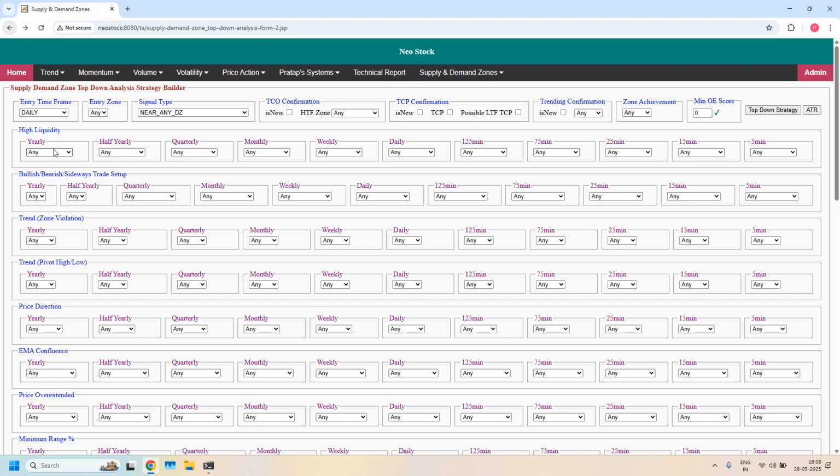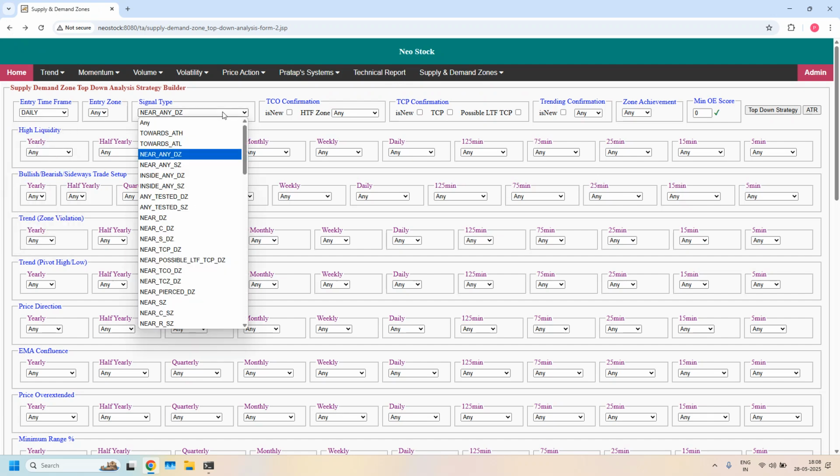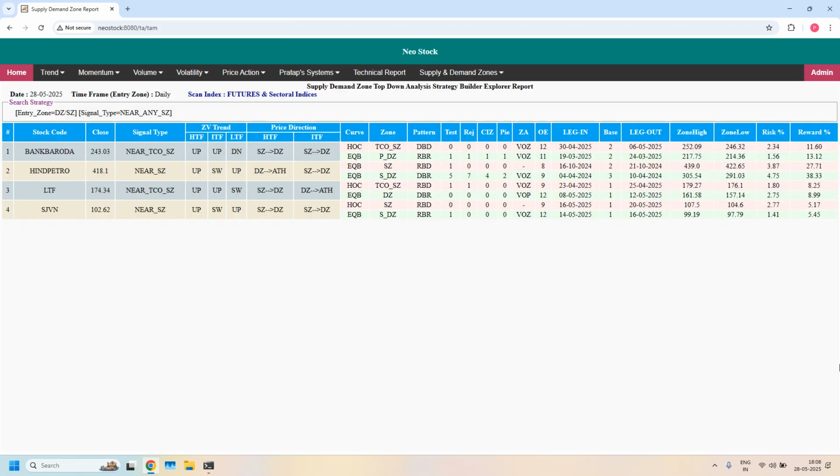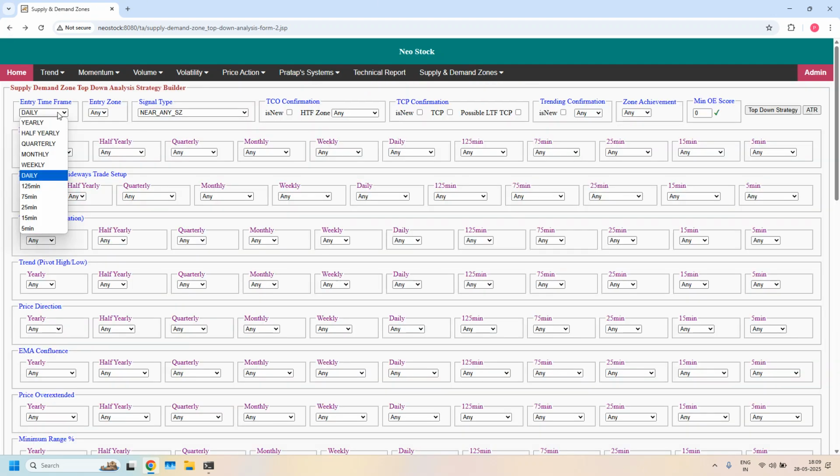Okay, next, daily time frame, stocks near to the daily supply zone. We got 4 stocks. Let's check any high liquidity daily supply zones. Now we don't have any high liquidity zones in this list. We don't have any stocks. Okay, next time frame is 75 minutes.